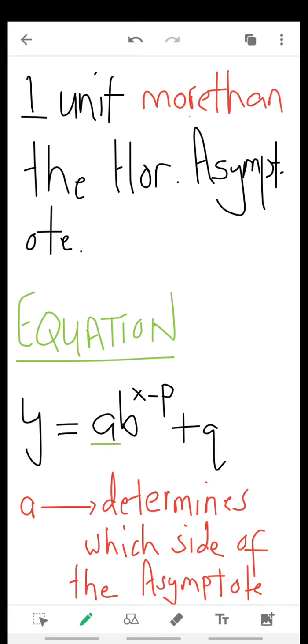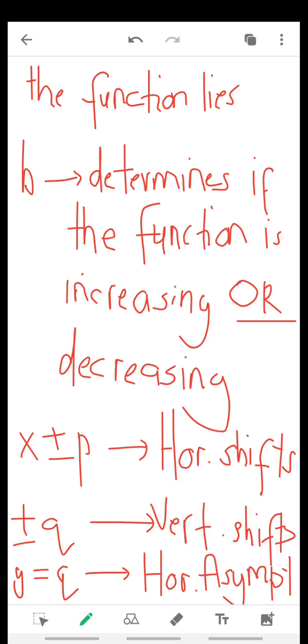So starting with a, our a determines which side of the asymptote the function lies. So that's the function of a. A tells us which side of the horizontal asymptote the function will be found or will lie in. So it means we will look into the sign of a. If a is positive, then it will tell us where the function will lie, above or below the horizontal asymptote. If a is negative, also it will tell us whether the function will lie above or below the asymptote.